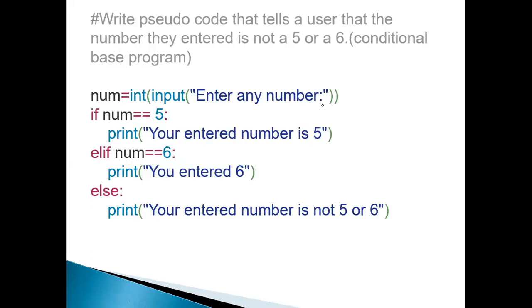Now see here. This is totally same with pseudocode. Python programs are 90% same with the pseudocode. So num is equal to, this is the input line. If num double equal, you have to provide double equal for comparison. But if num equal to 5, print your inter number is 5. Elif. You will not use else if. Here you will use elif for the num equal to 6, print you inter 6. Else, if these two are wrong, then you have to make it correct with else command, print your inter number is not 5 or 6.